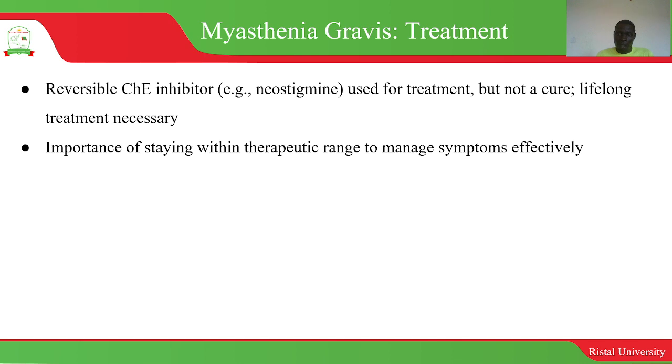We look at myasthenia gravis treatment. We say reversible cholinesterase inhibitors are used, like neostigmine, in the treatment, but it's not a cure. This is an incurable disease, but normally we use these drugs to improve the quality of life. So lifelong treatment might be necessary. It is important to stay within the therapeutic range to manage symptoms effectively. We should not go outside the therapeutic range.